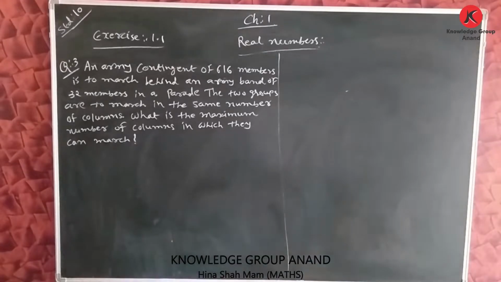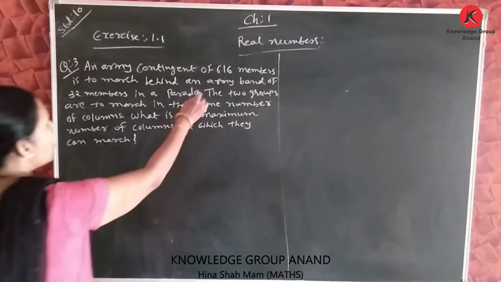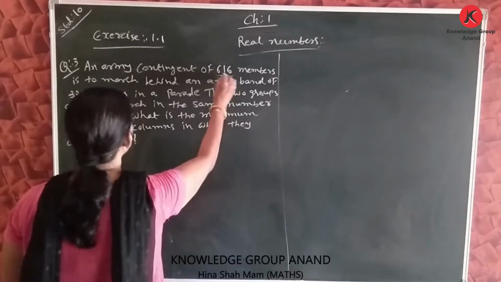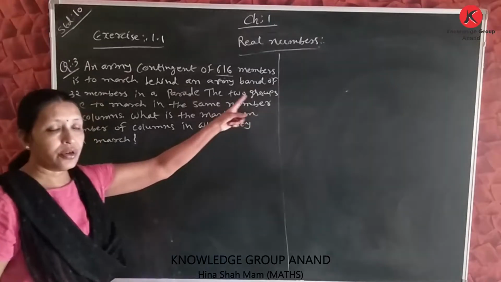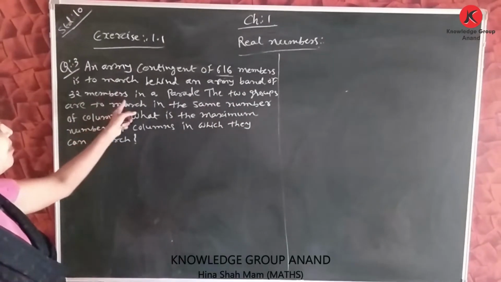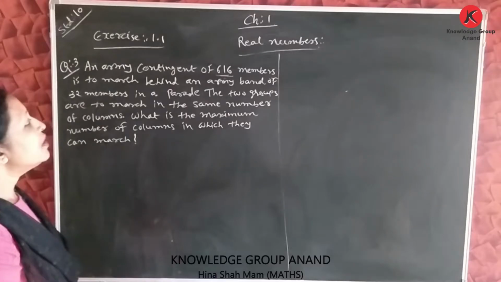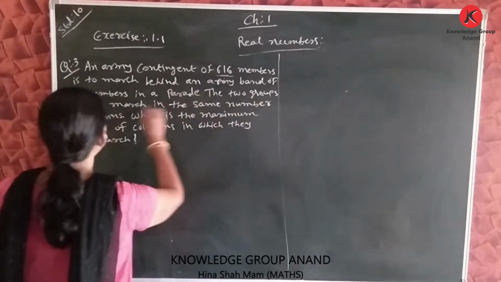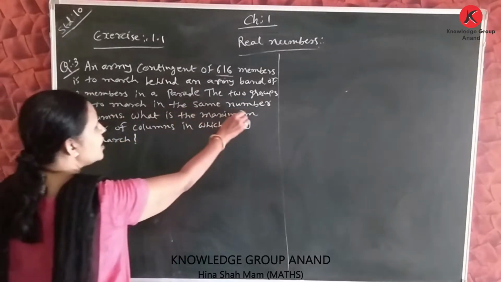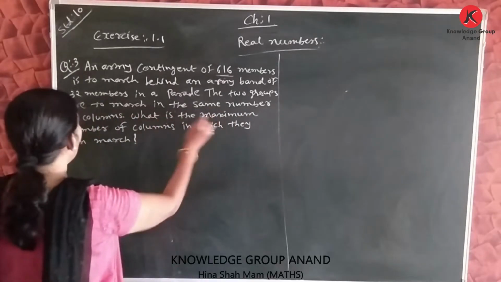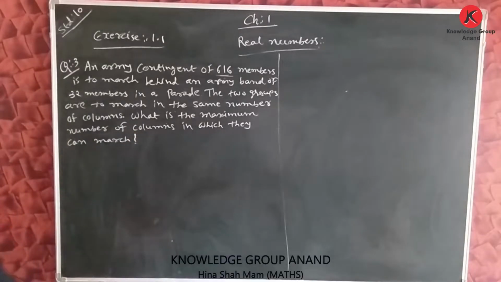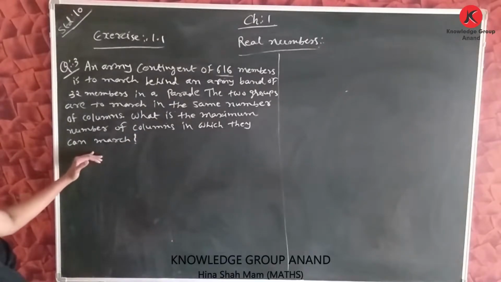Now, question number 3. An army contingent of 616 members is to march behind an army band of 32 members in a parade. The two groups are to march in the same number of columns. What is the maximum number of columns in which they can march?